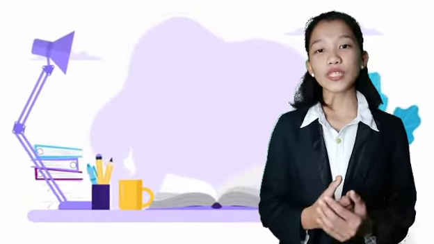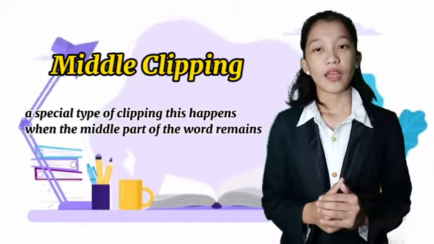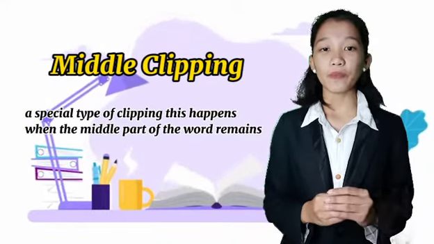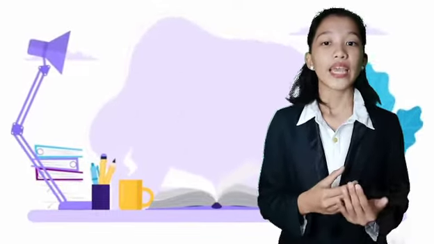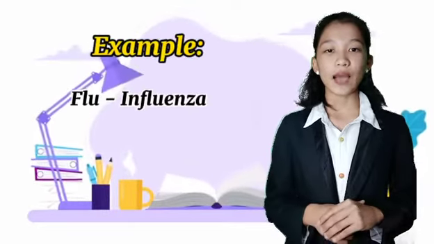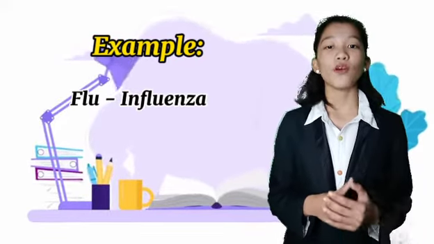So let's proceed to the next type, which is middle clipping. A special type of clipping. This happens when the middle part of the word remains. In other words, it is retaining only the middle. An example is the word flu from influenza.